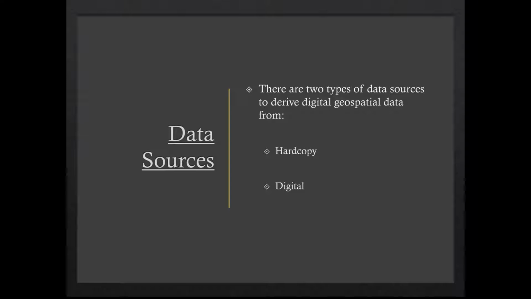So there are two types of data sources that you can derive digital geospatial data from: hard copy and digital. Each of these data sources has their own positive and negative aspects as the way to store data. Let's look at these aspects, starting with hard copy data.